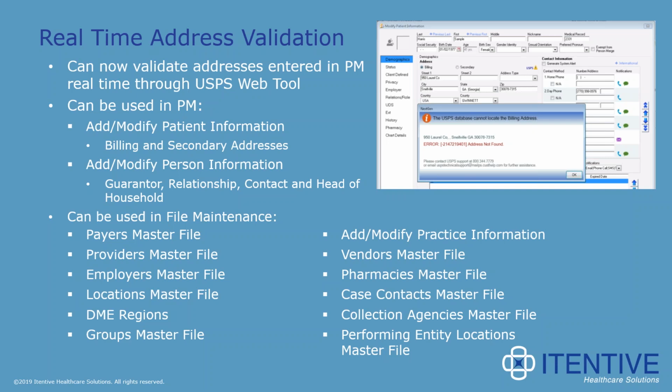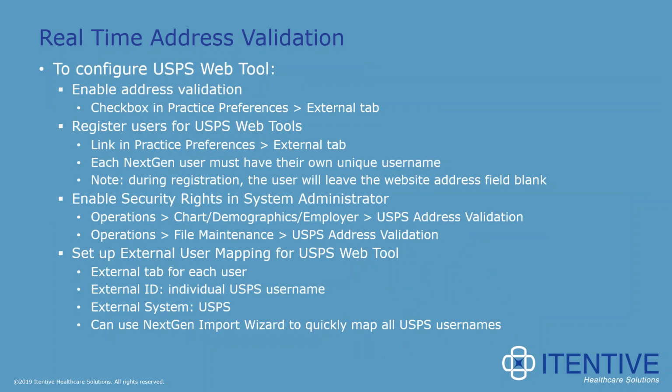web tool. So to configure this, because there is some setup, and it can be extensive, you enable address validation, so you do this as a checkbox in Practice Preferences, external tab. You register users for USPS Web Tools at the link in Practice Preferences, external tab. Here is the important note. Each NextGen user must have their own unique username. So during registration, the user will leave the website address field blank.